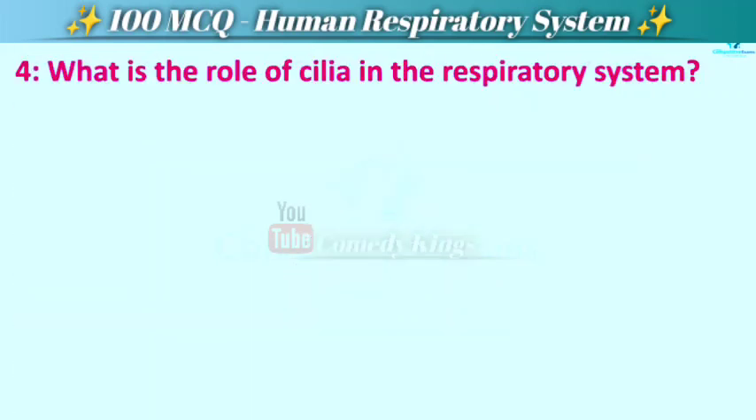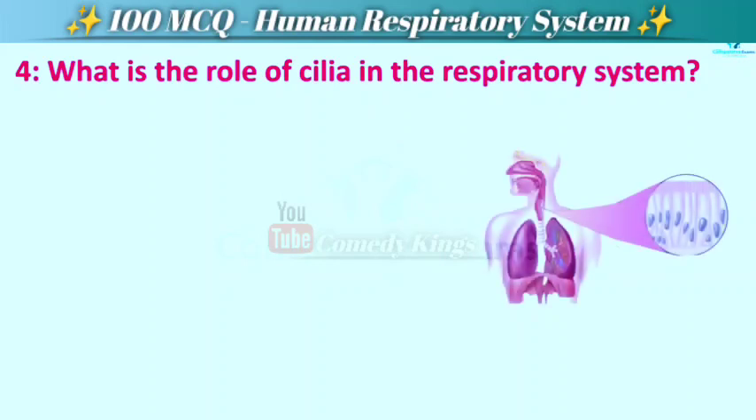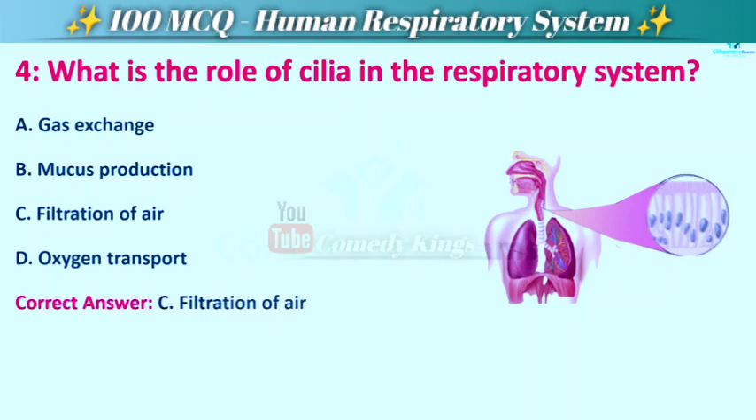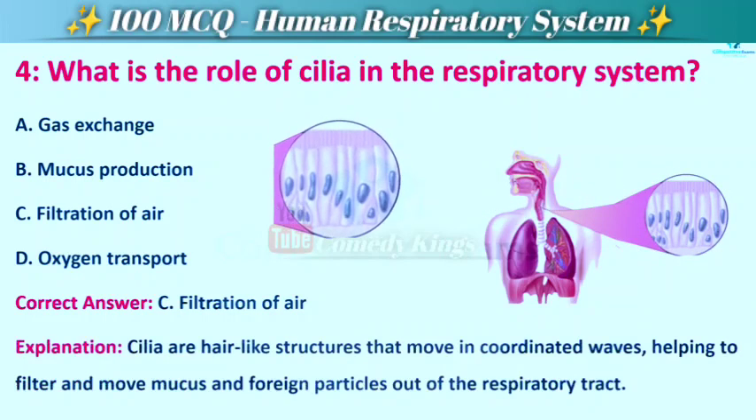Question number 4. What is the role of cilia in the respiratory system? Your options are gas exchange, mucus production, filtration of air, or oxygen transport. The correct answer is C, that is filtration of air.